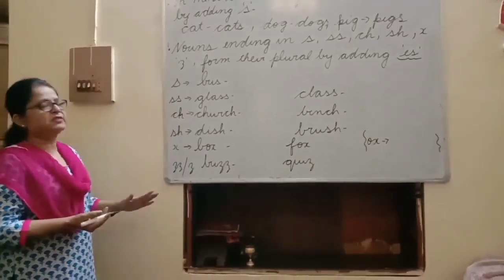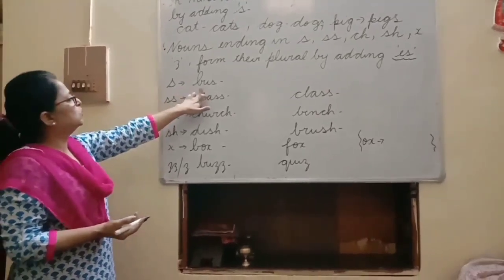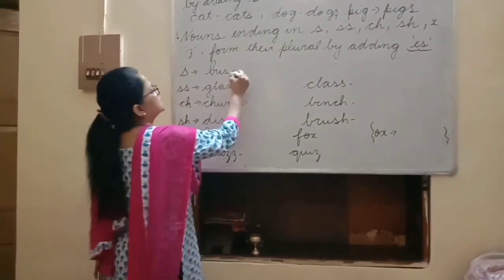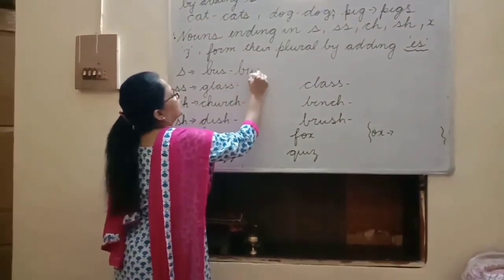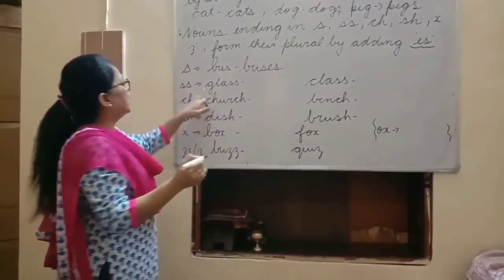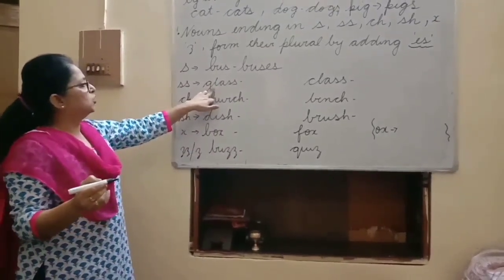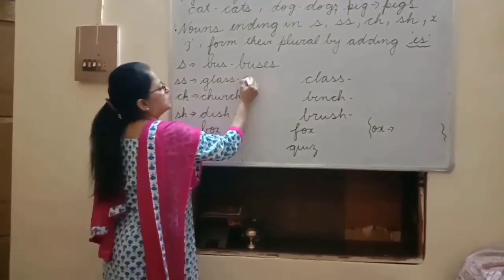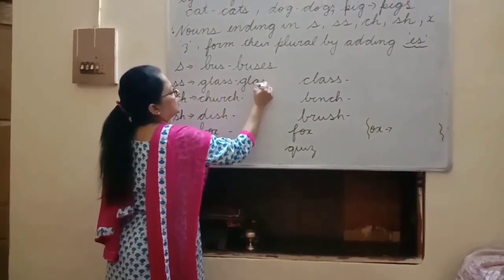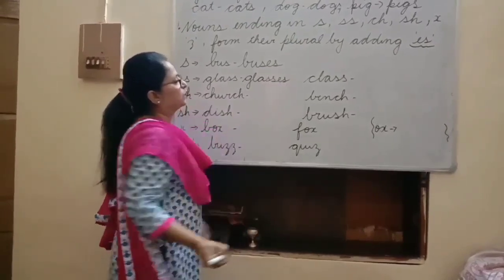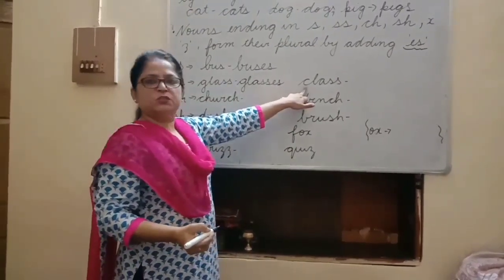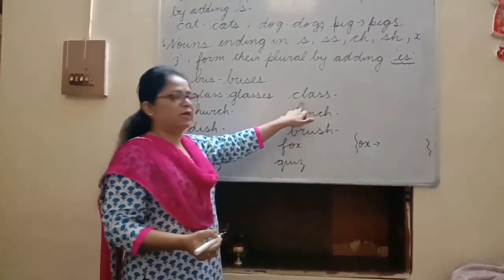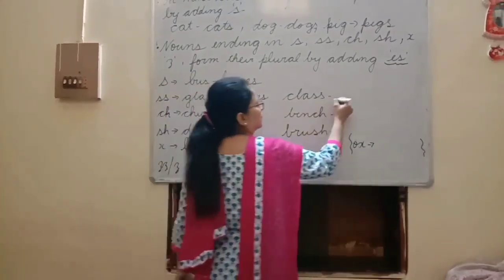Rule 2. Nouns ending in s, ss, ch, sh, x and z form their plural by adding es. Here are some examples. There is a noun which ends with s. Bus. Bus becomes buses. Here we have a noun which ends with double s. Glass. Glass becomes glasses. Same is the case with class. It ends with double s. Class becomes classes.